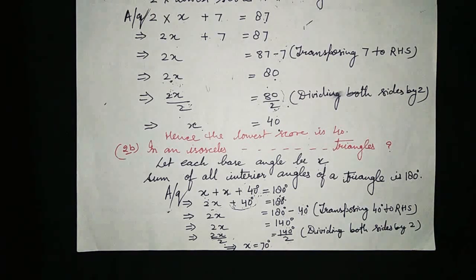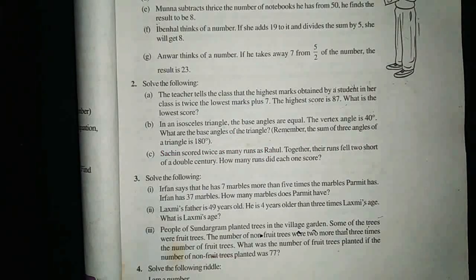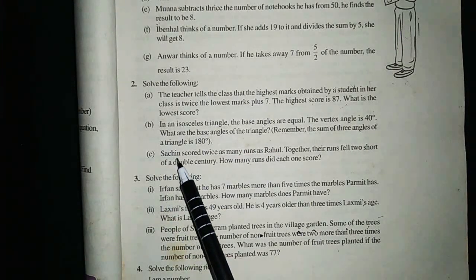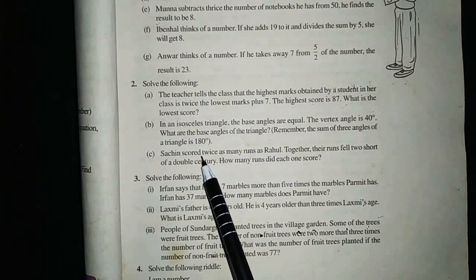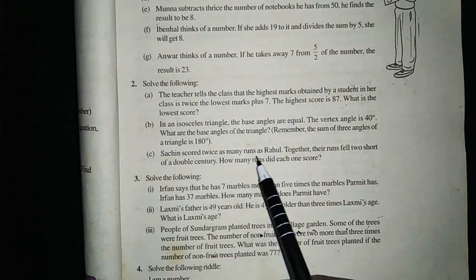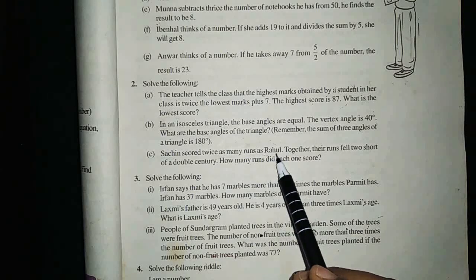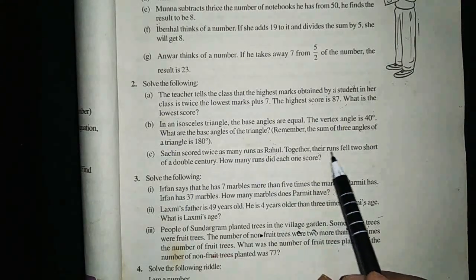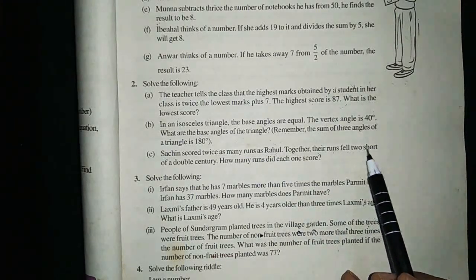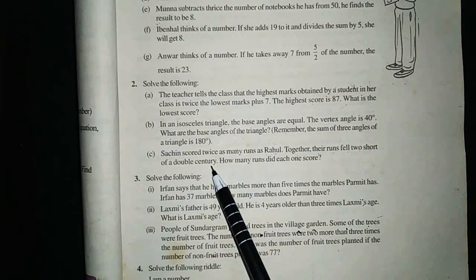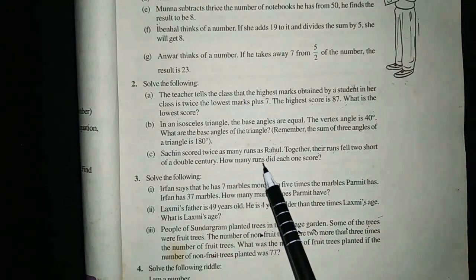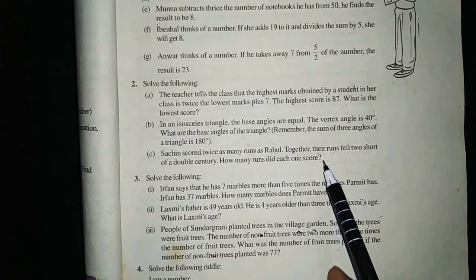So the base angle of the triangle is 70 degree. Now see the C part of the question. Sachin scored twice as many runs as Rahul. Together their runs fell too short of a double century. How many runs did each one score?